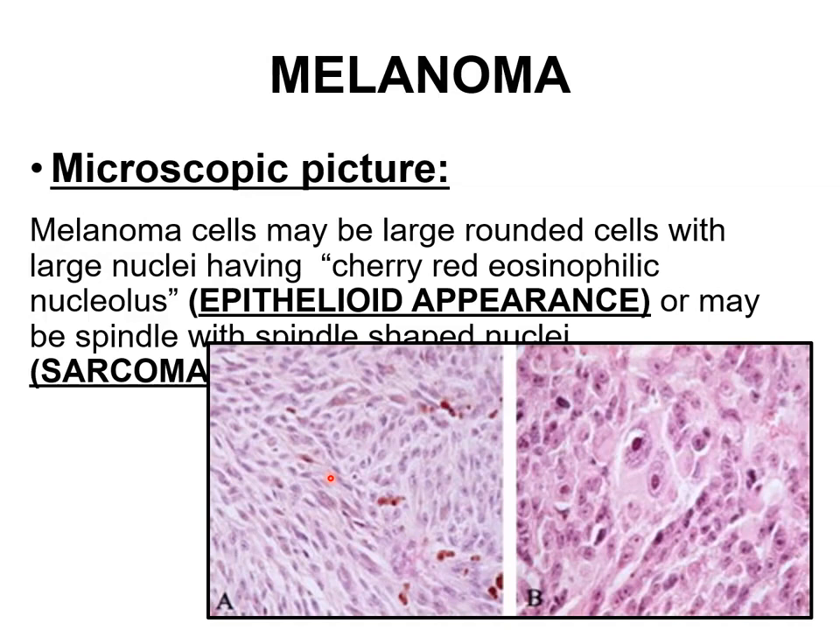So the melanoma shows irregular groups of large cells with large rounded nuclei and large cherry red eosinophilic nucleoli. This is the epithelioid appearance. Here, this is very characteristic: the large eosinophilic nucleoli. Or the cells may be spindle in shape.